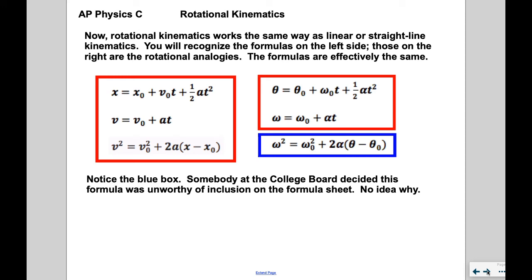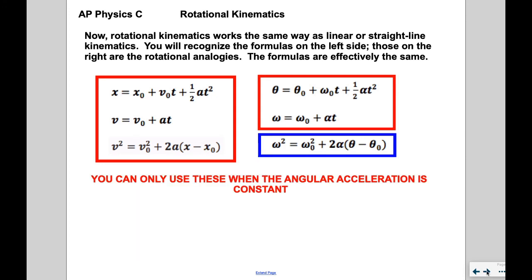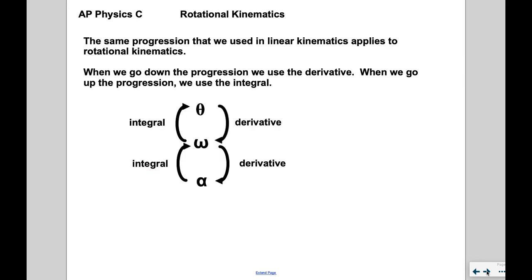If you know the analogies for position, velocity, and acceleration, it should be easy to generate that formula using the linear one, which is on the formula sheet. Make a note, please, that you are only allowed to use these formulas when the angular acceleration is constant. Okay? So these are the formulas that are associated with constant acceleration, and you can't use them in the event that there is an angular acceleration alpha that is a function of time.